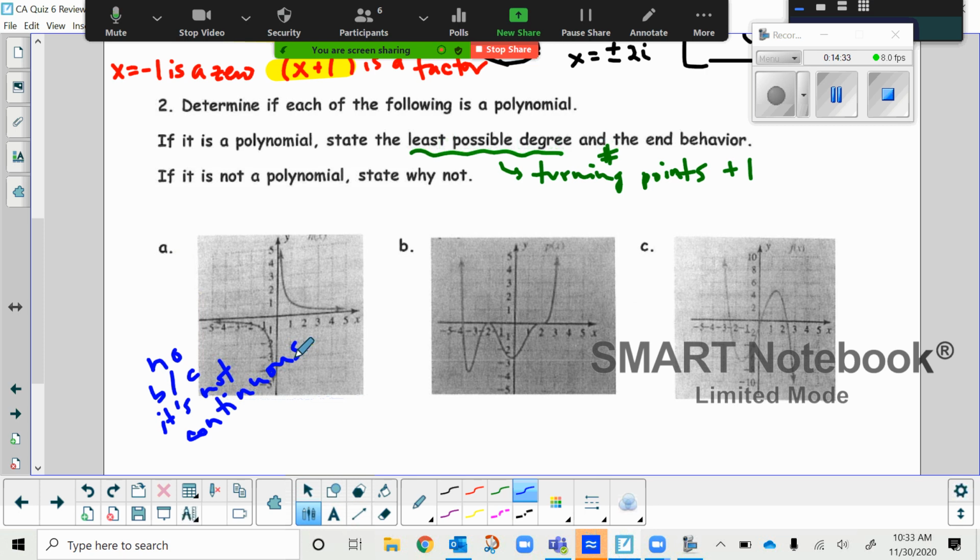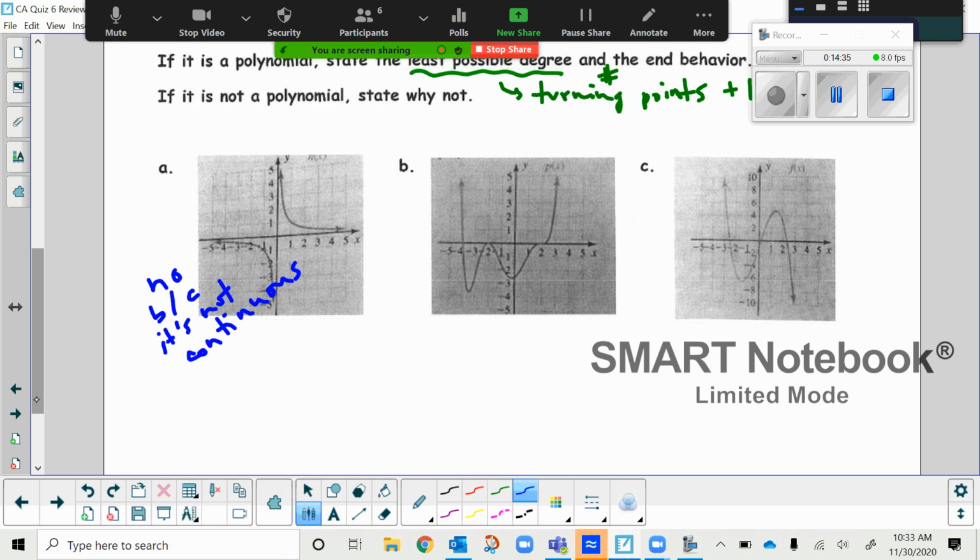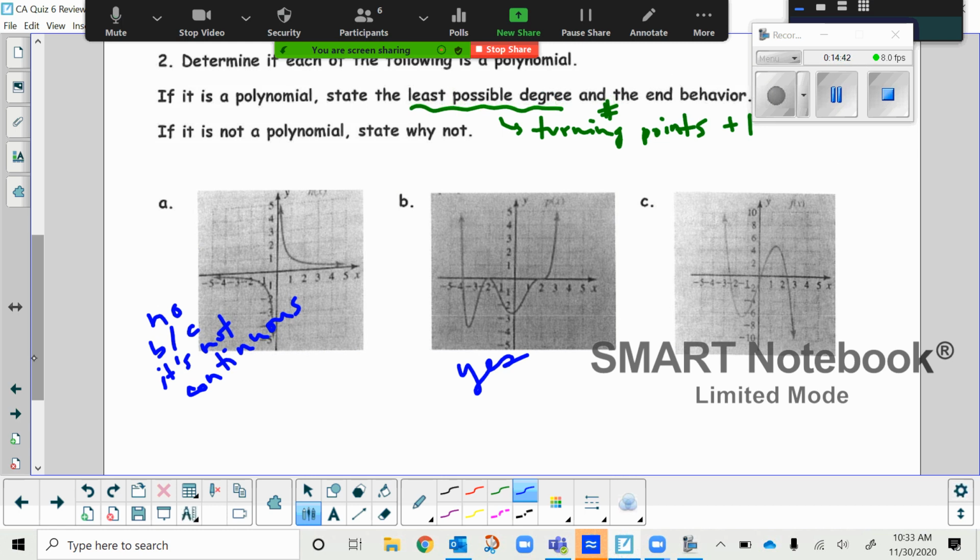Is that a yes or a no? It is yes. It's smooth and continuous. There's no breaks. It also says state the least possible degree. So here's how we did that. We found the turning points, when it actually turned direction.